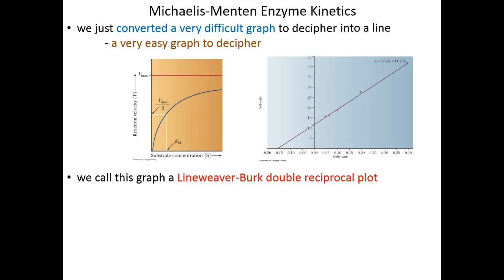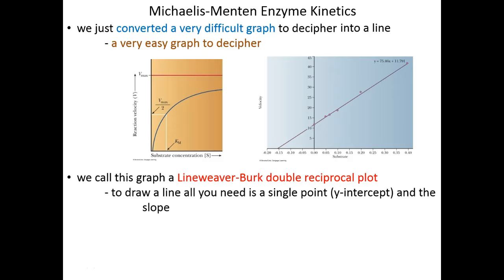We call this line, or this plot on the right, a Lineweaver-Burk double reciprocal plot, or often a Lineweaver-Burk plot for short. We call it a double reciprocal plot because that is indeed what it is. It is the reciprocal of the substrate concentration graphed against the reciprocal of the velocity. So it is a double reciprocal plot because we're putting 1 over V over 1 over the concentration of S.